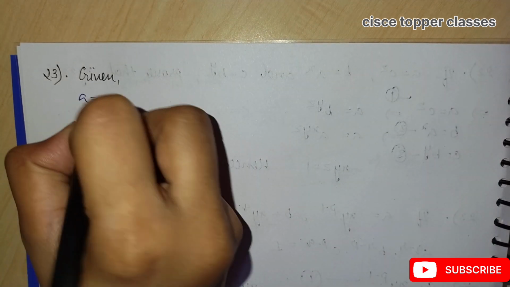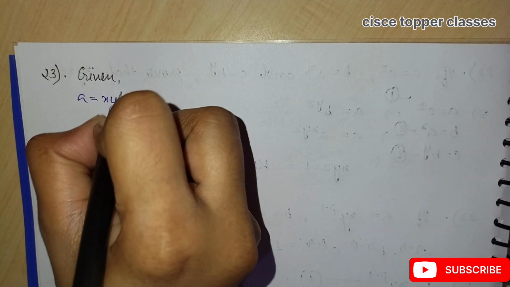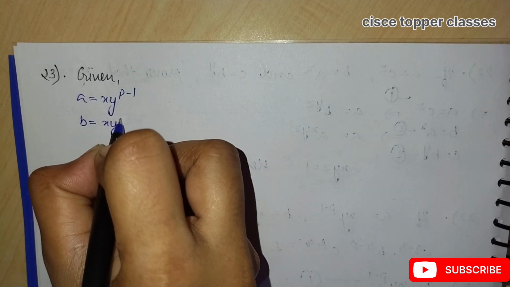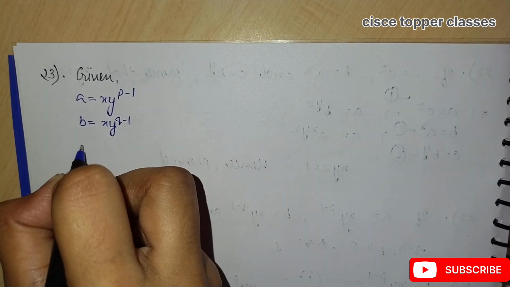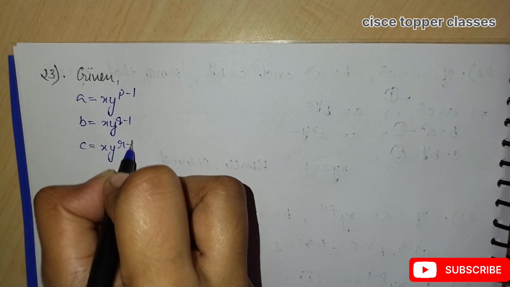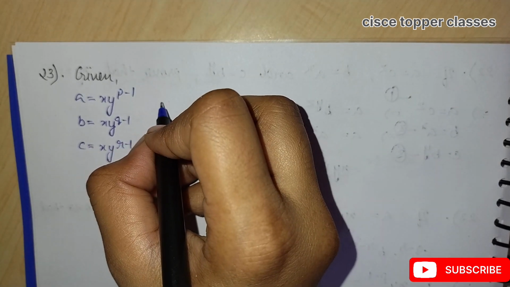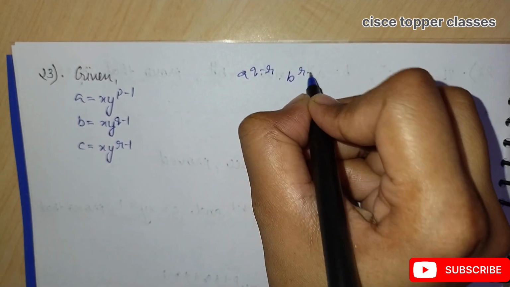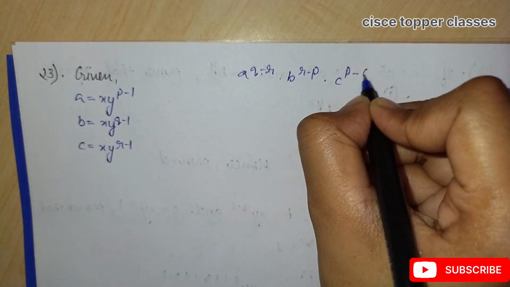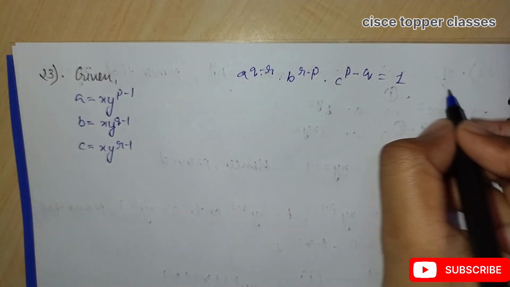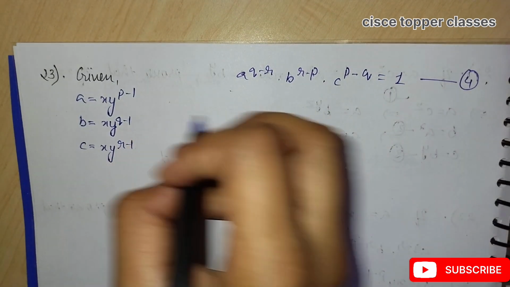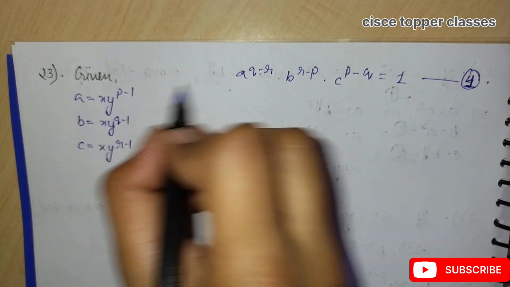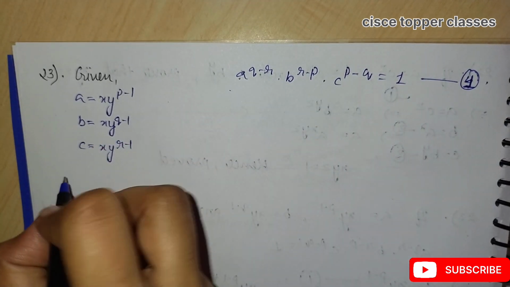A is equal to x into y to the power p minus 1, B is equal to x into y to the power q minus 1, and C is equal to x into y to the power r minus 1. We have to prove that A to the power q minus r, into B to the power r minus p, into C to the power p minus q, equals 1. For proving this, put it as the first equation. We can simply write this part by taking the power of A as q minus r.